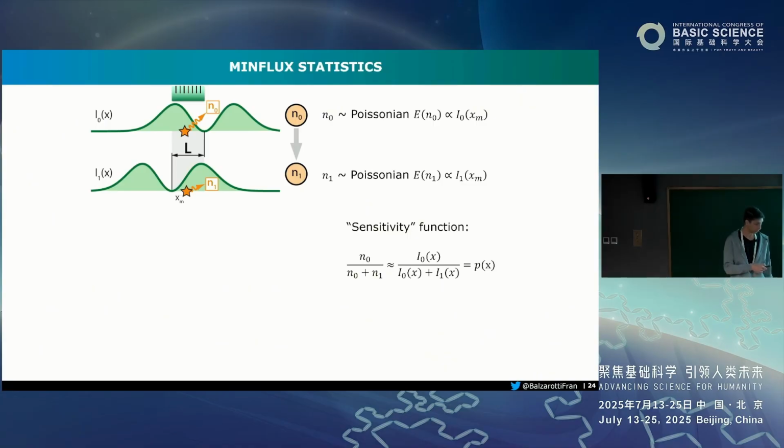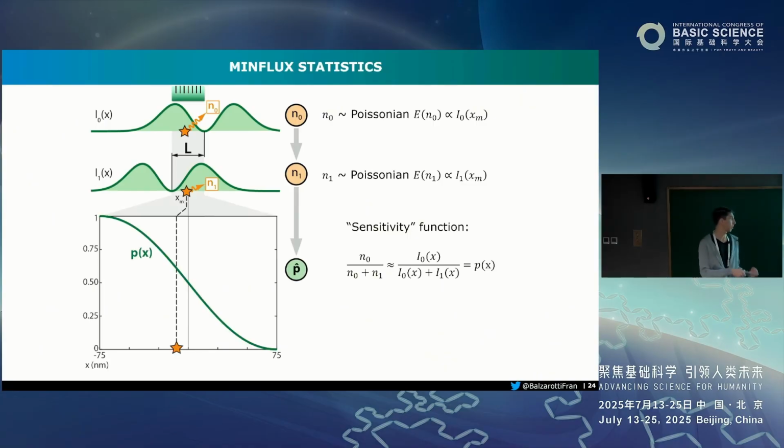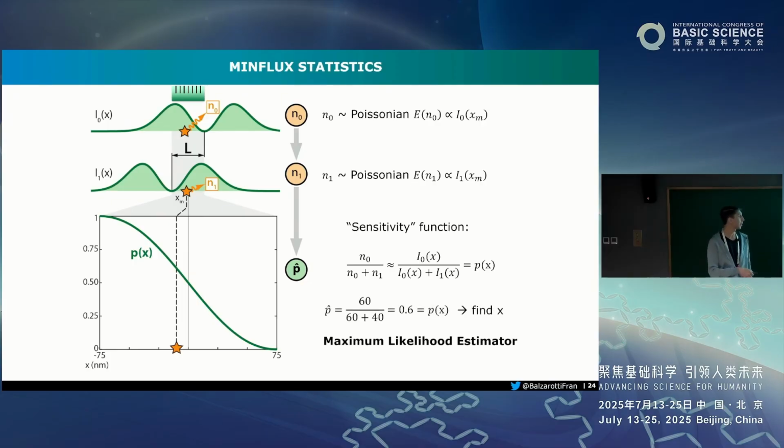This function that is here is some sort of sensitivity function, and if you plot it as a function of the position, it's a function that goes from 0 to 1 within the range that you have decided, this L. And what this means is that, for example, if you want to actually localize, you may measure 60 photons first, 40 photons after. You measure a ratio of 0.6, and then you go to this P of x and find x, and this is going to be your maximum likelihood estimation.